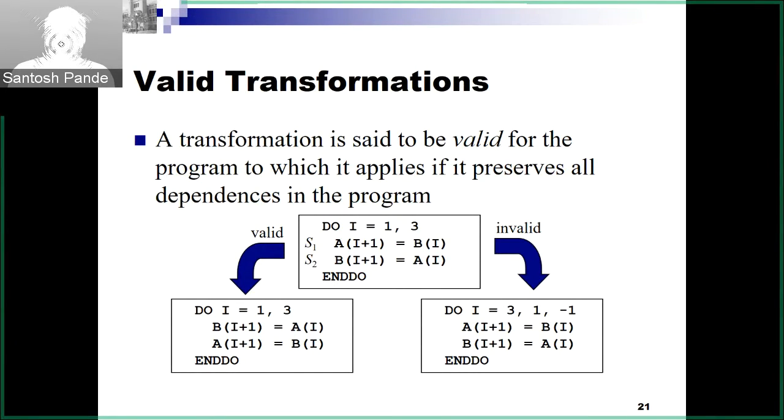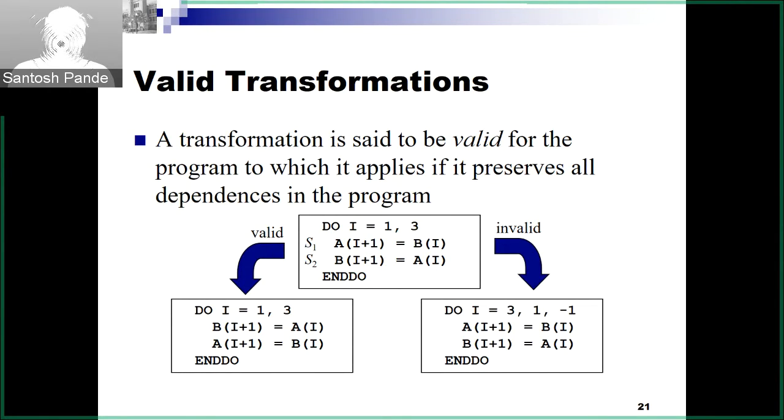So if you focus on the A references, A of I plus 1 and A of I, you can see here that the solution to those would be that the I1 iteration plus 1 is equal to I2. In other words, the write iteration, the one which causes the write, occurs before the read. Okay. So I1 occurs before I2.